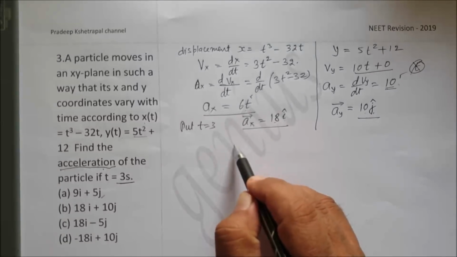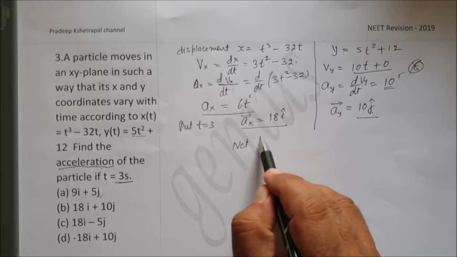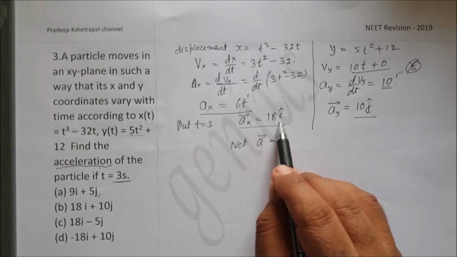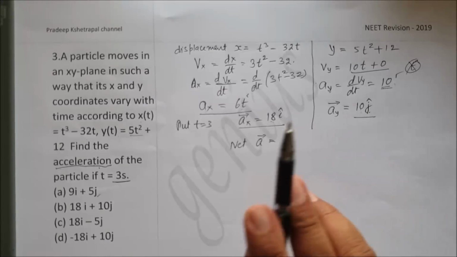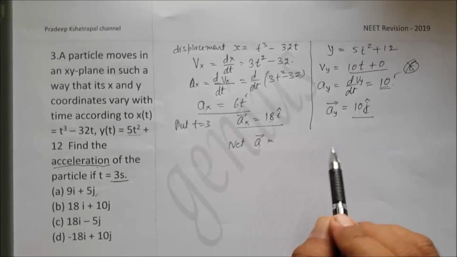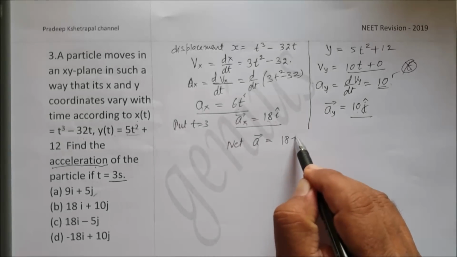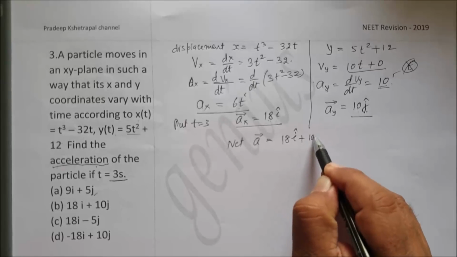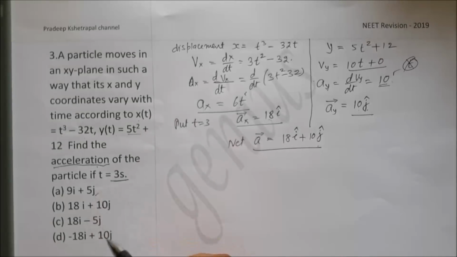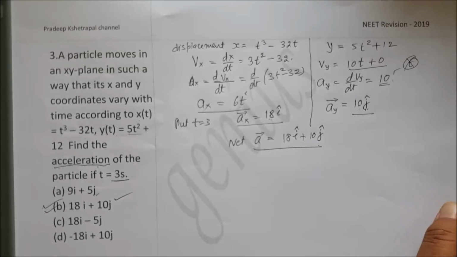So what is the net or the total acceleration? Net acceleration is equal to addition of the two, that is the resultant. So we get the resultant in vector form. How do we get the resultant? Simply by addition. If you want to go for magnitude, then it is root of square plus square. But for vector form, we simply have to write it 18i plus 10j. This is the acceleration, and when we search for it, we find it is here in B. So this is our right answer.